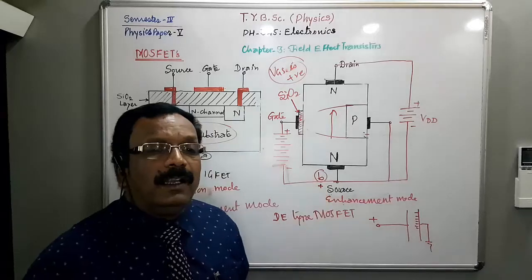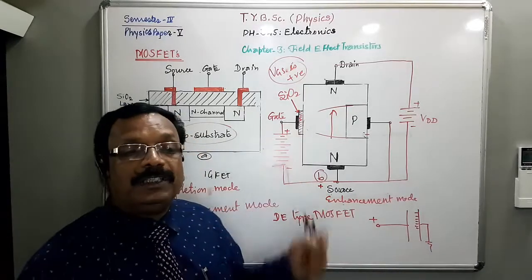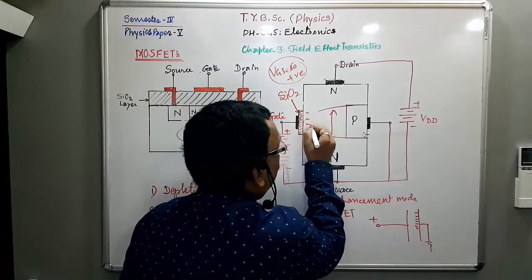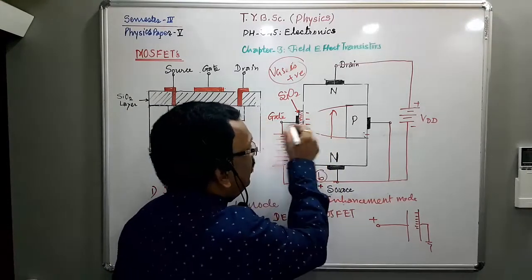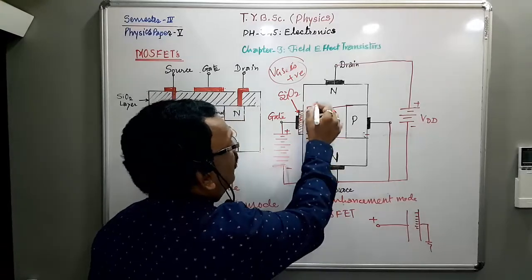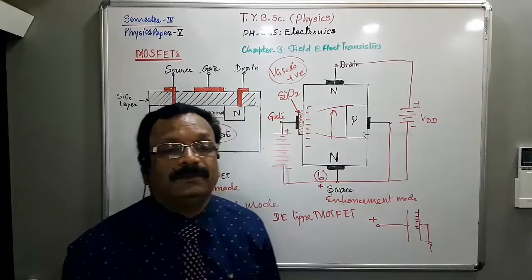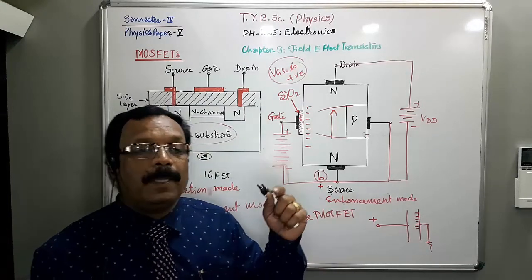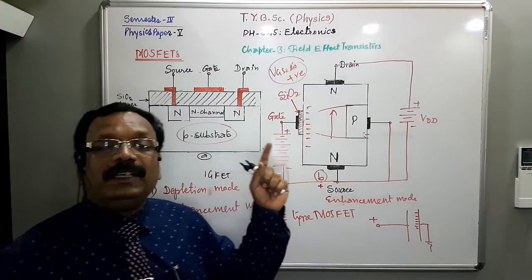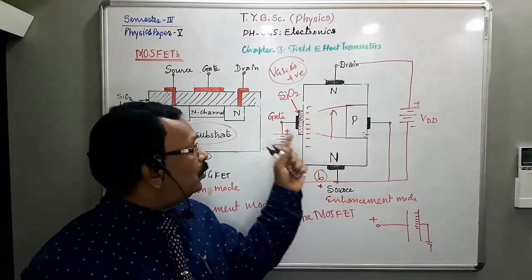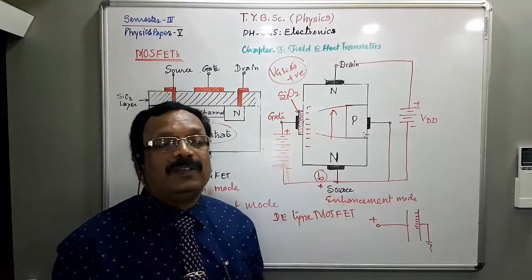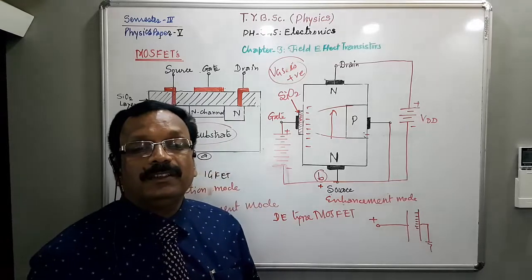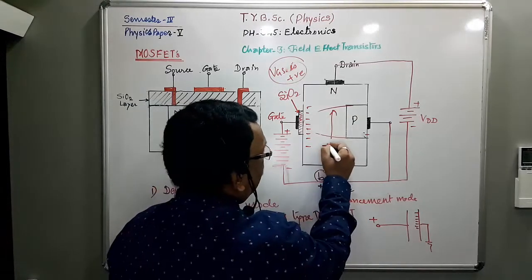Okay. And the positive gate voltage induces negative charge. Positive gate voltage, negative charge on the silicon layer. The positive gate voltage induces negative charge in the N-type silicon through this insulating layer of SiO2. And since conduction of current through this N-type is by electrons.